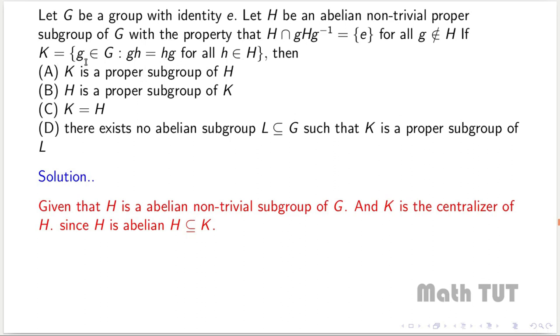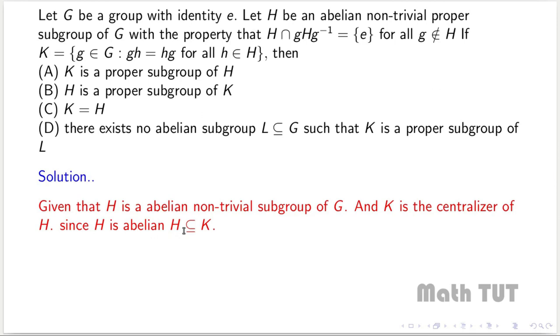If you take g to be an element of H, which is also inside G, and since H is abelian, gh will be equal to hg for all h in H. So K will contain extra elements also in G, but it will contain all the elements in H. That means if you take any element in H, it will be inside K. So we can say that if you take x belongs to H, you can show that x belongs to K. So H is actually a subset of K.